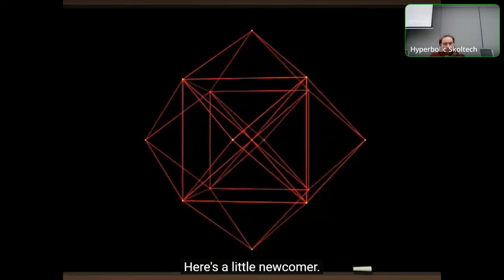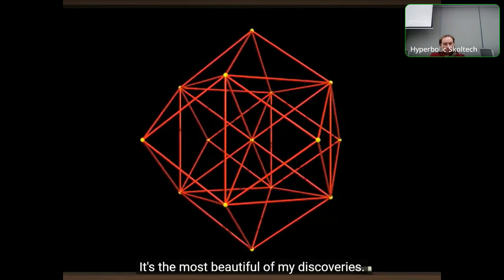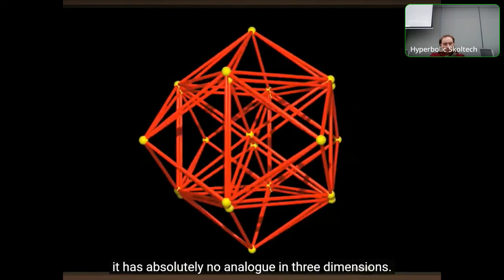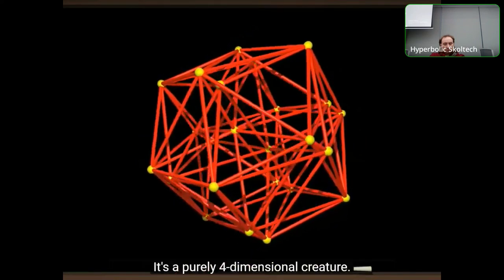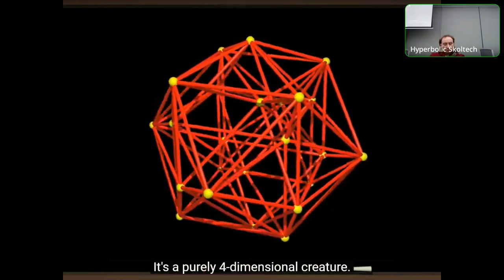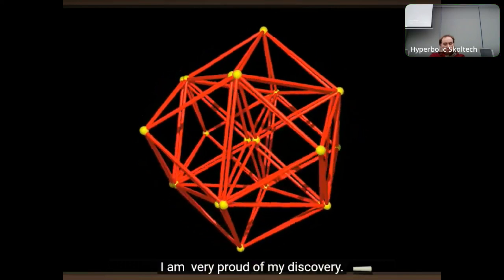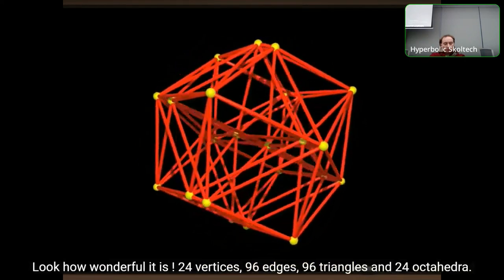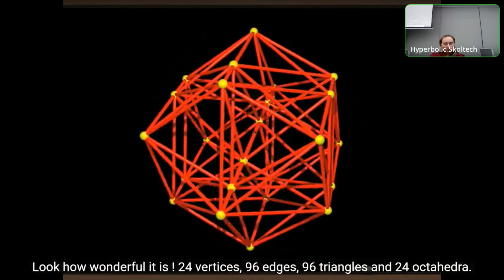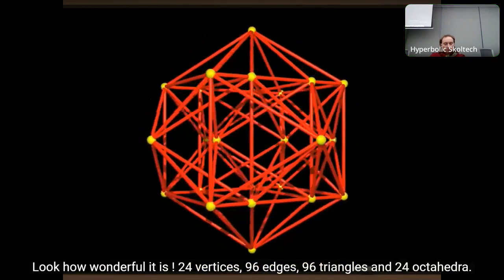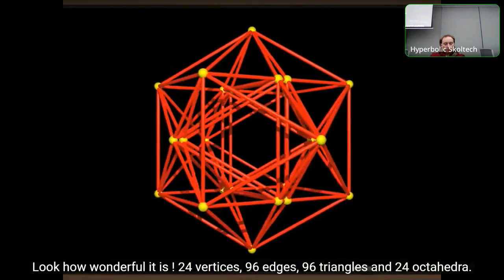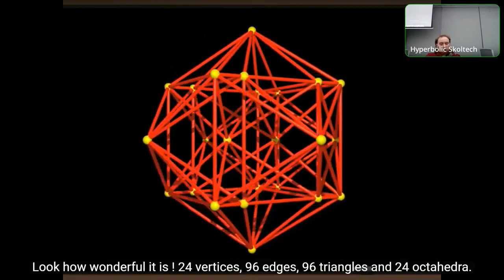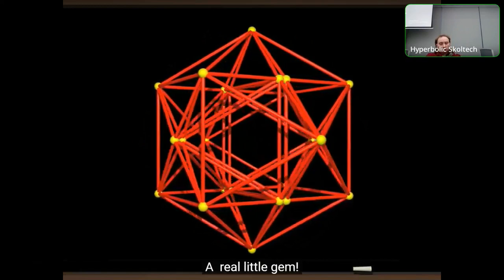Here's a newcomer. It's the most beautiful of my discoveries. An object that I call the 24 cell. It has absolutely no analog in 3 dimensions. It's a purely 4-dimensional creature. I am very proud of my discovery. Look how wonderful it is. 24 vertices, 96 edges, 96 triangles, and 24 octahedra. A real little gem.